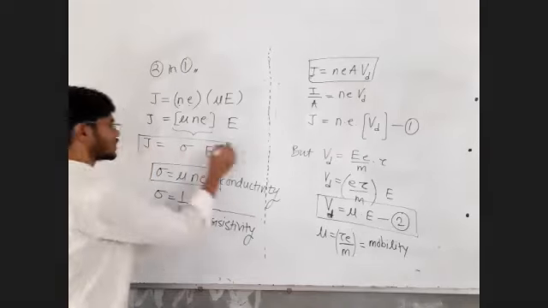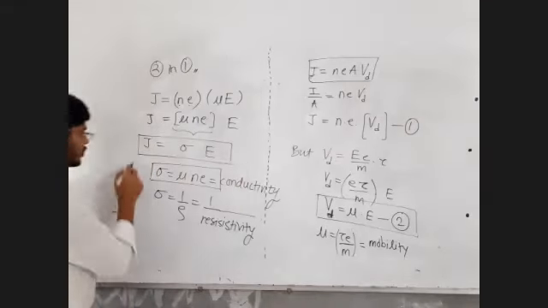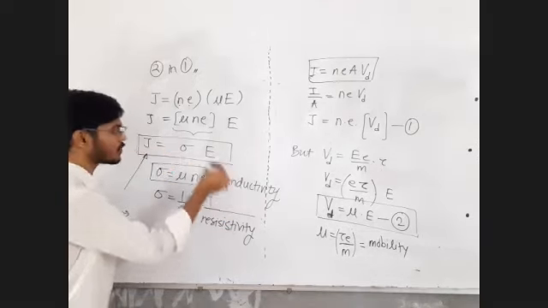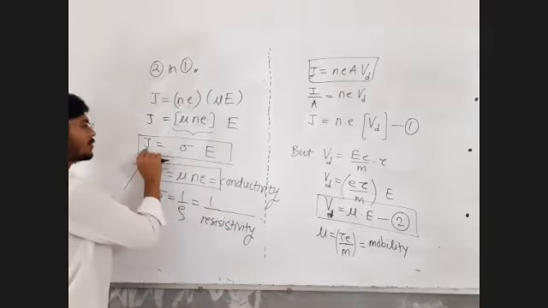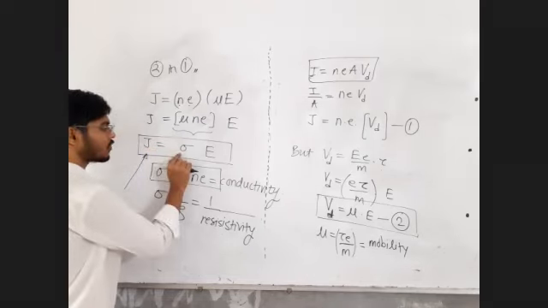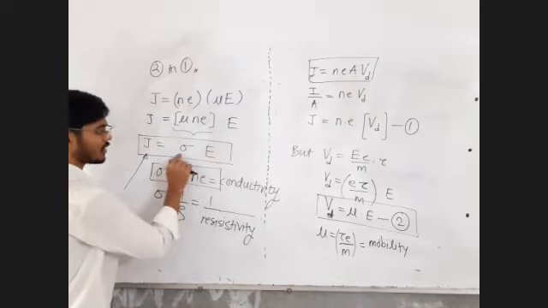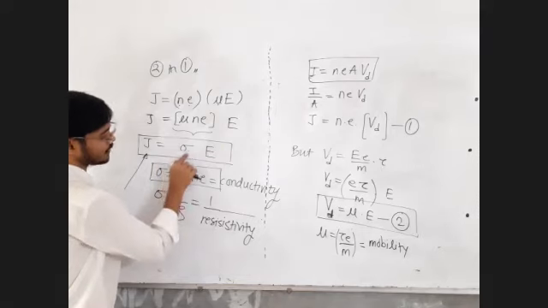So this equation J is equal to sigma into E is applicable at a given point. At a given point, what is the electric field? What is the current density? What is the conductivity of the conductor? This is applicable at each and every point.